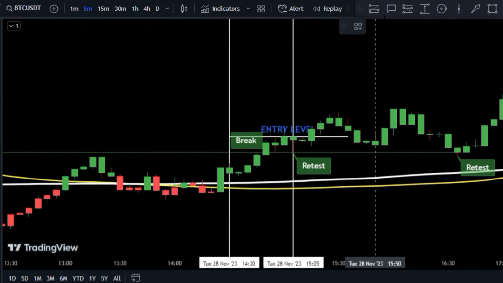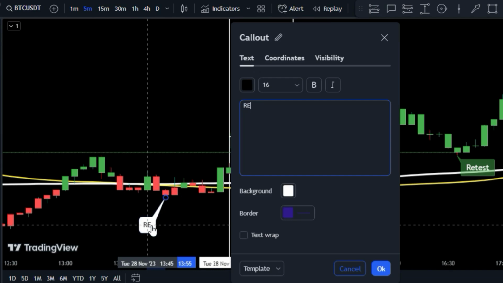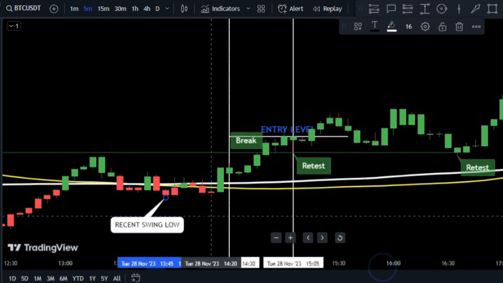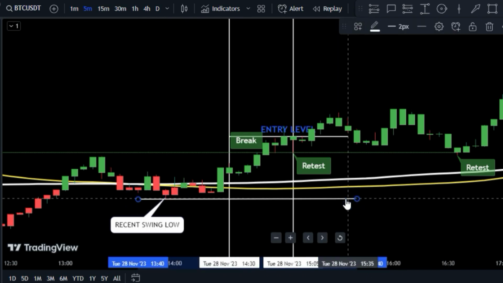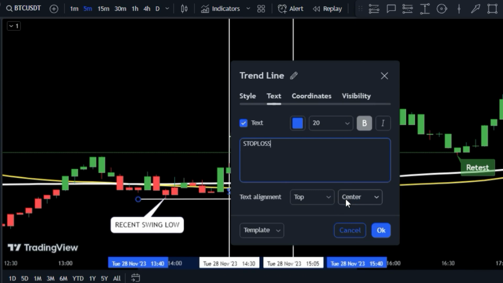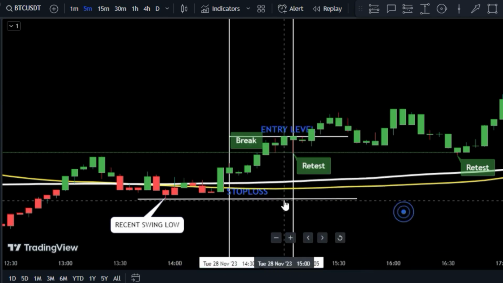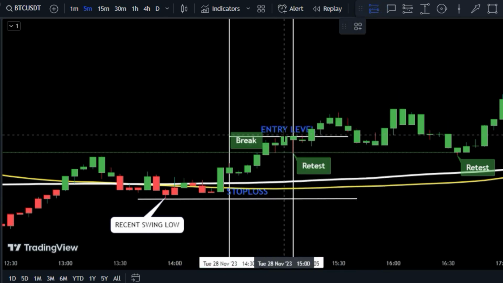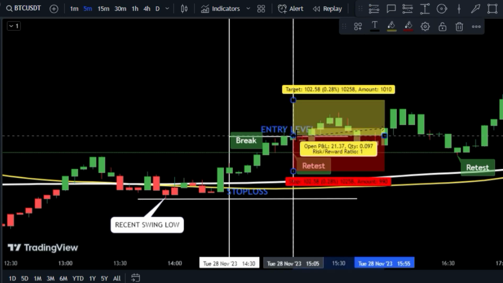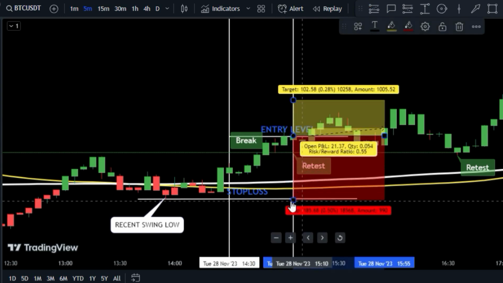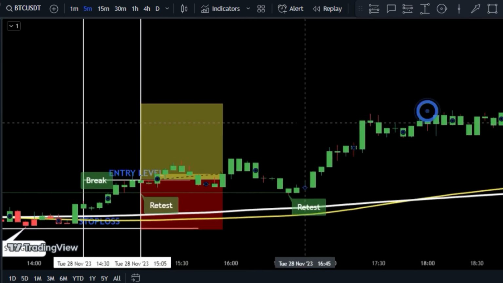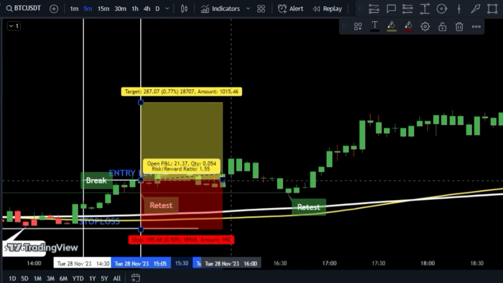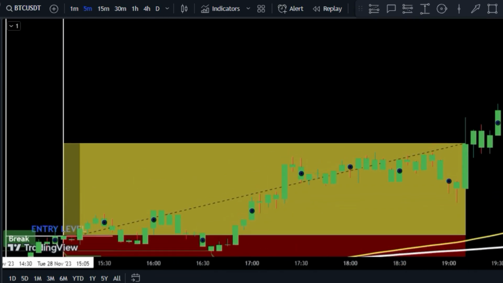And to protect your capital, it's important to set a stop loss for the trade. You can use the recent swing low as a reference for this. As for the trade target, for this scalping strategy, you can consider a risk-reward ratio of 1 to 1.5.